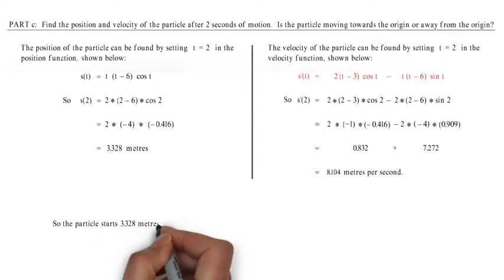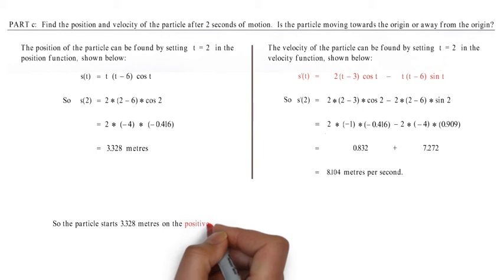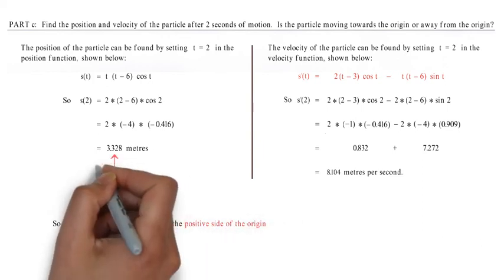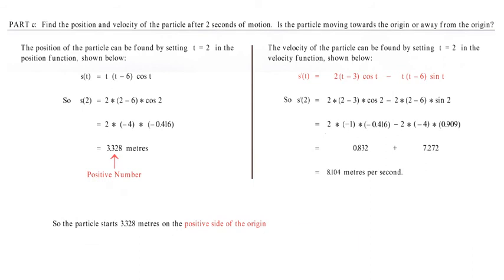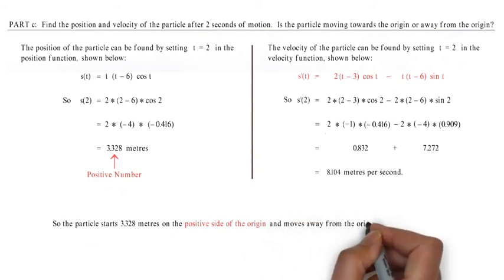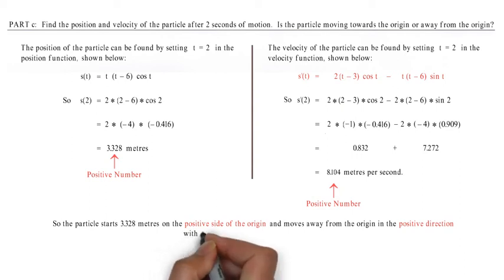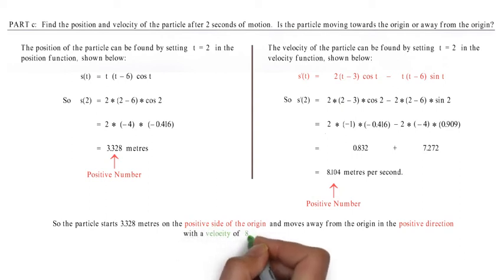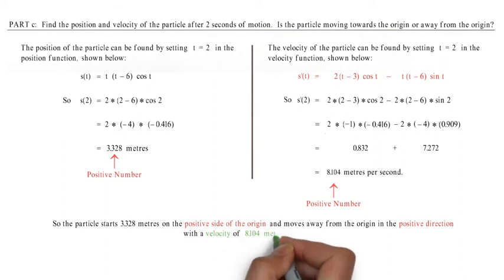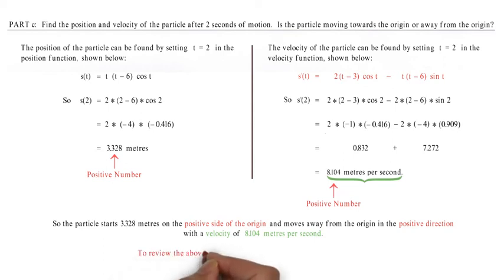So the particle is 3.328 meters on the positive side of the origin and moves away from the origin in the positive direction with a velocity of 8.104 meters per second. To review the above calculations, you should pause this video now.